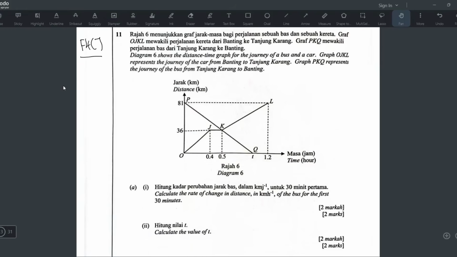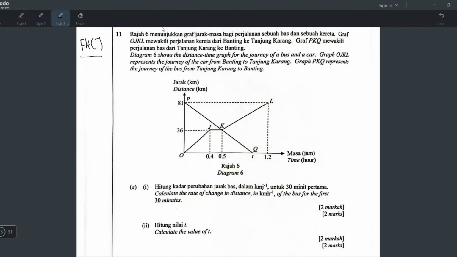Okay, for graph gerakan punya soalan, we always have to make sure we know whether it's a DTG or STG. Distance time graph or speed time graph. And this case is very obvious, it's a distance time graph. After knowing it's a distance time graph, now we have to read the soalan. Okay, there's two graph here. I can see it already. So mesti ada dua story. So we have to read carefully and see which story is which one.